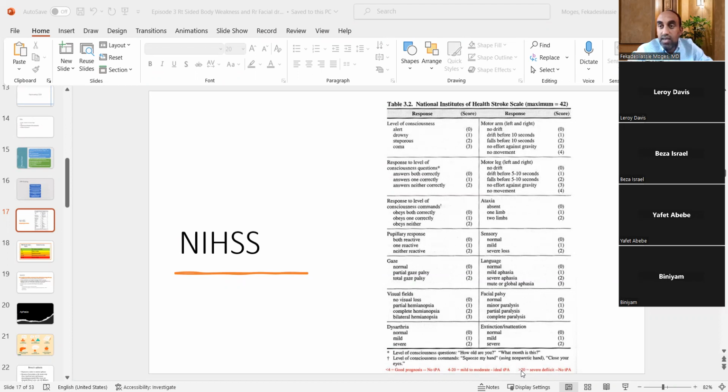Irrespective of severity, TPA can be given. By the way, we'll talk about it when we talk about management. So this information here might be a little bit misleading. Anyway, these are the components, okay?